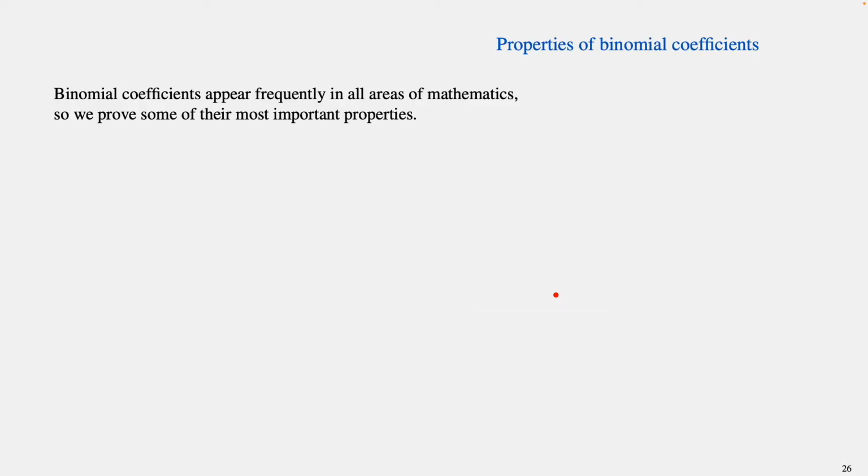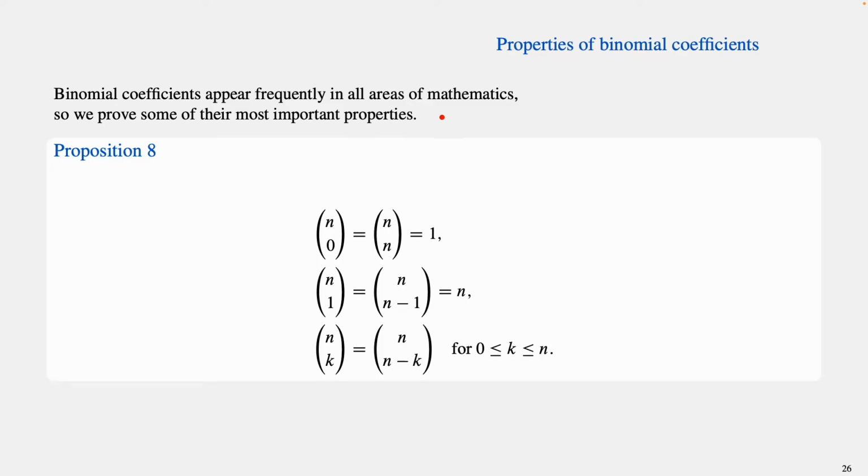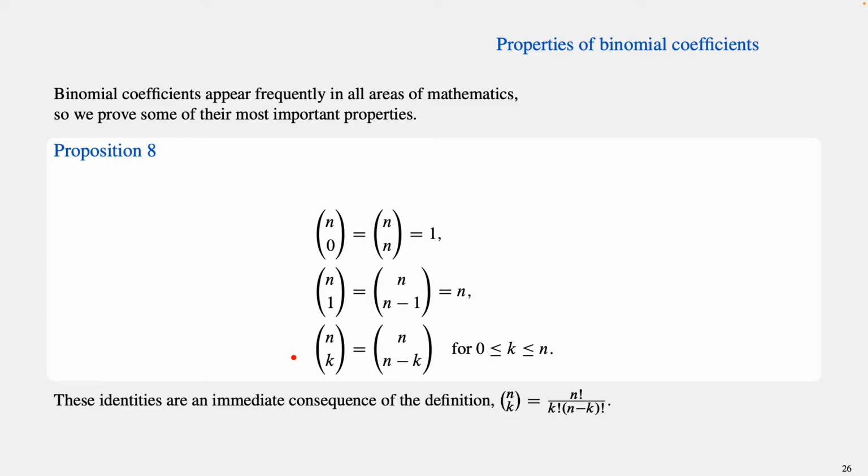And because binomial coefficients appear so frequently all over mathematics, I want to prove some of their more important properties for future use. So this one here, I'm actually not going to prove it because it's completely obvious from the defining formula. N over 0 is equal to n over n, and both are equal to 1.